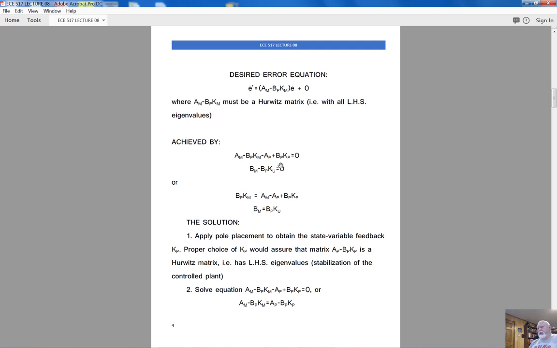Now, how to achieve these equalities? Well, AM is known. BP is known. AP is known. BP is known. KP is the feedback controller that we will introduce to stabilize the controlled plant. KM should be found from this expression. Now, BM is known. BP is known. KU is the matrix that should be determined from this equation.